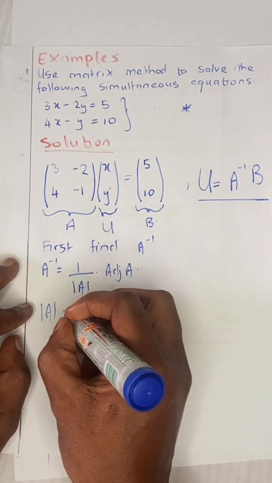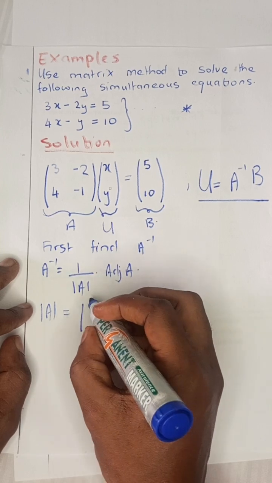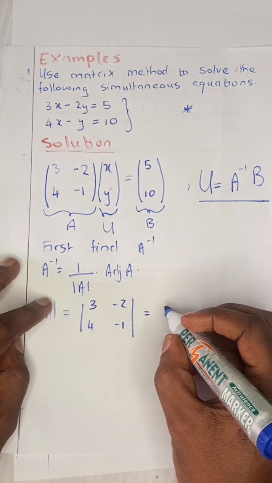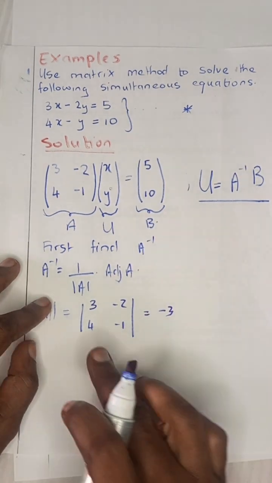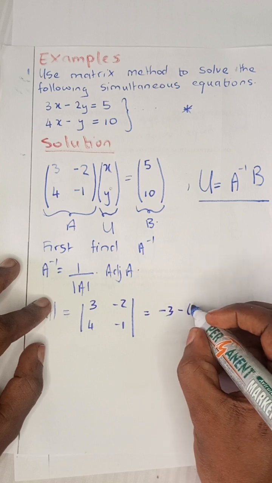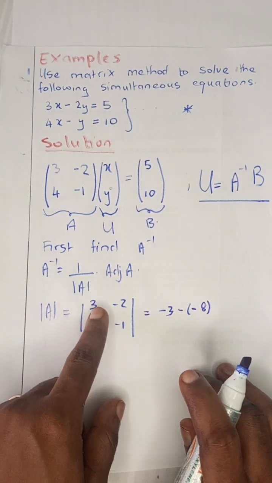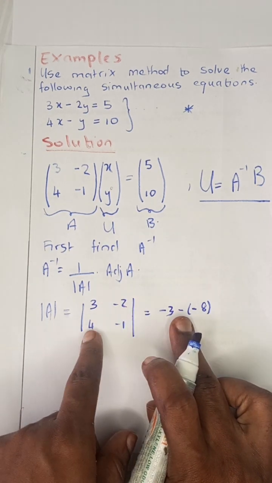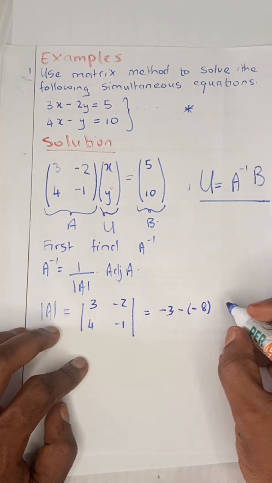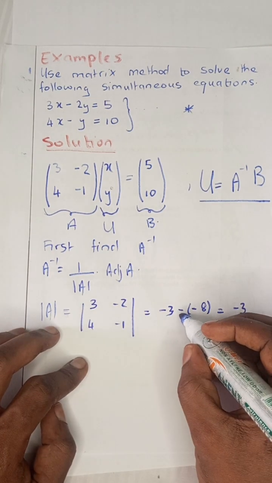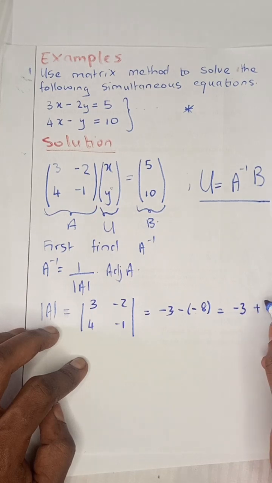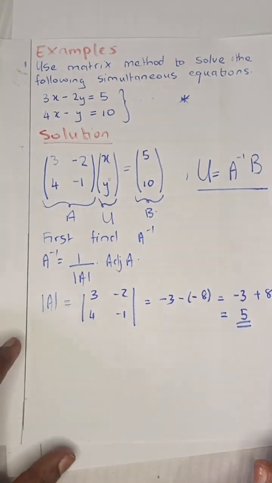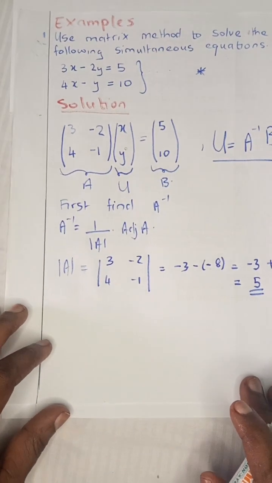Our determinant of A would be, this is 3, -2, 4, -1. And this will give us -3 minus -8. 3 times -1, -3, minus 2 times 4 times -2, that gives us -8. And so we have 3 minus -8, that gives us 3 plus 8. And that gives us 5 for the determinant of A.